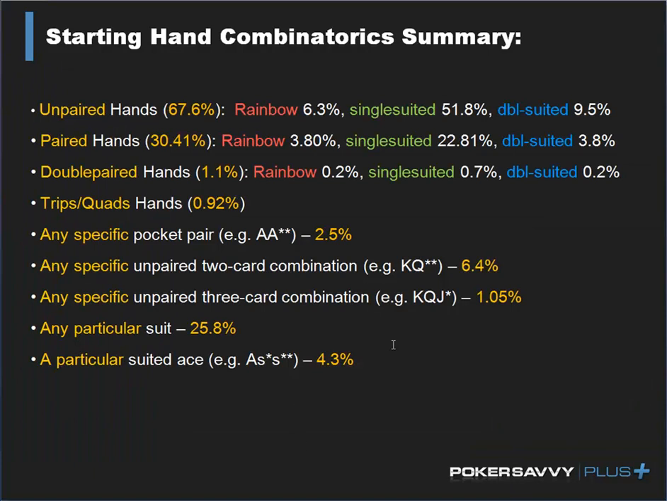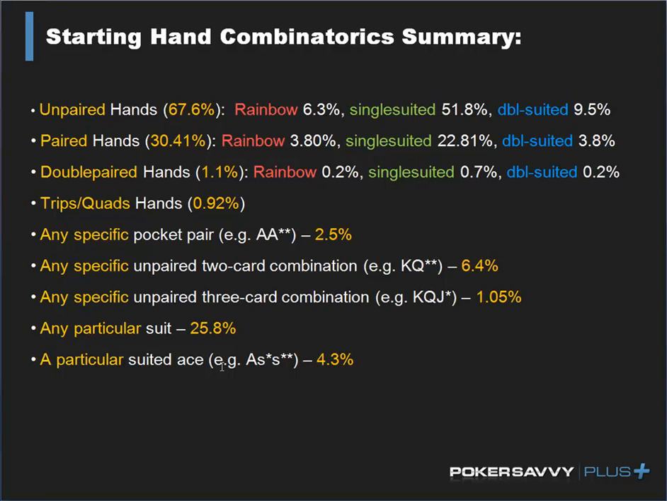Starting hand combinatoric summary. Basically, this chart is just taking that last chart and putting it into percentage terms that we can look at and understand. About 2/3 of all hands are unpaired. Of those, the majority are single suited, and just over half of all hands are single suited.